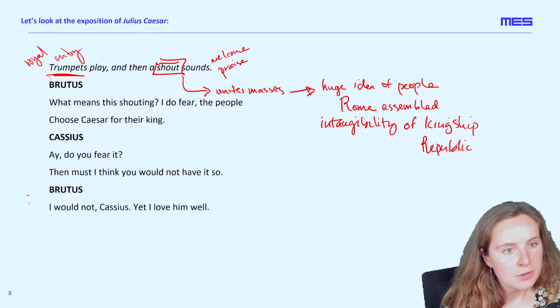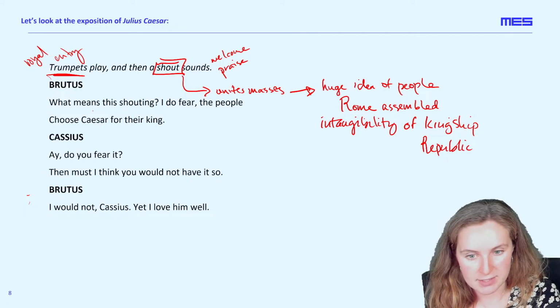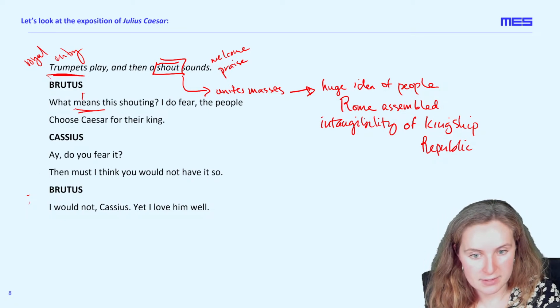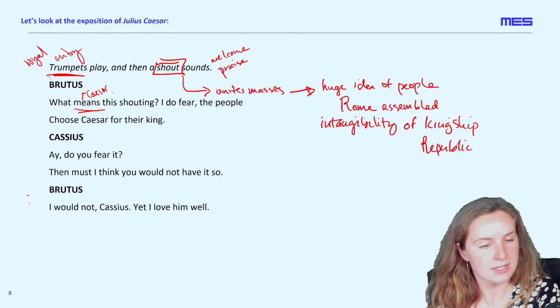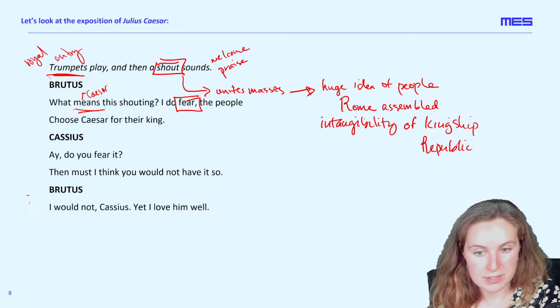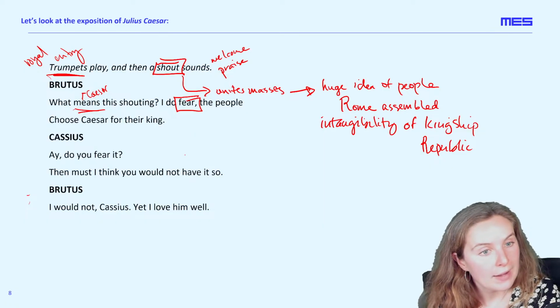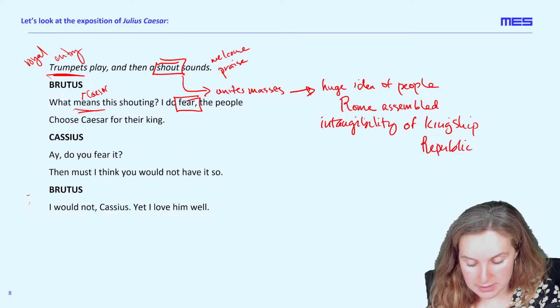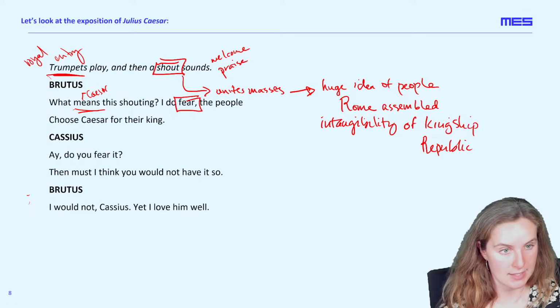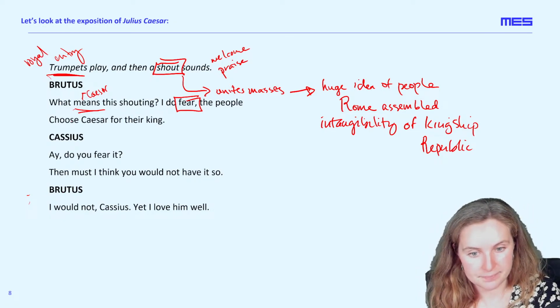But Brutus is the only one who seems to question this at this point. He says, what means this shouting? So he doesn't immediately associate Caesar with this. And that's already telling, right? That he doesn't necessarily think, oh, they're shouting for Caesar to celebrate him. Instead, he says he fears this. The people choose Caesar for their king. He fears this. So immediately we're foregrounded and submersed in fear as an idea for this play. He fears that the people choose Caesar for their king.